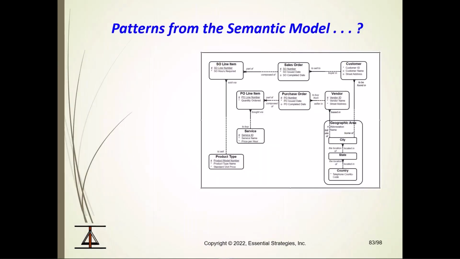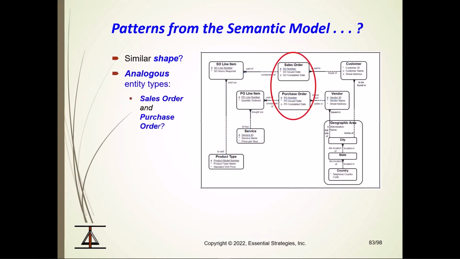Okay, starting with induction. Semantic models themselves have shapes in their patterns. Take a look at our example. Do we see similar shapes? Yeah, there's a sort of else covered thing. How about the sales order and purchase order structure? Are any entity types analogous to each other? Indeed, the structure of a sales order and purchase order is very similar. The only difference is, are we the customer or are we the vendor?